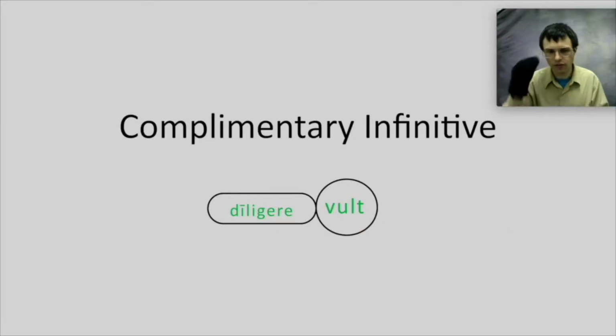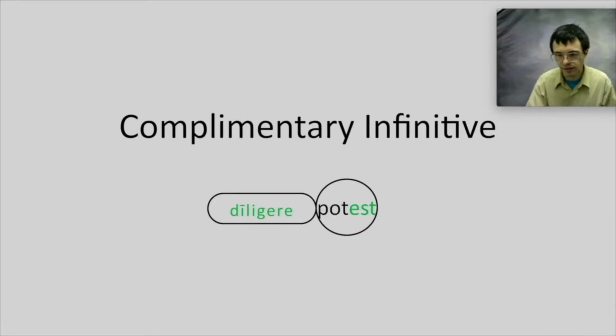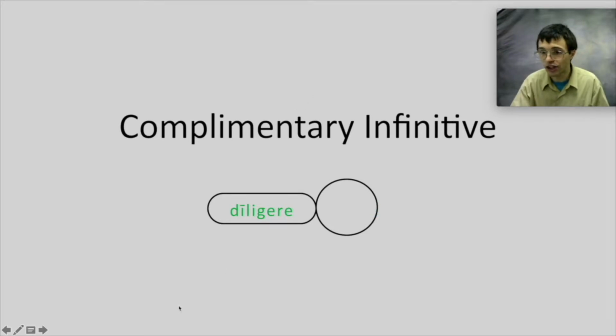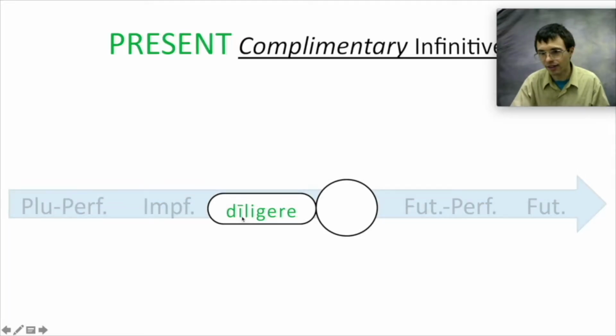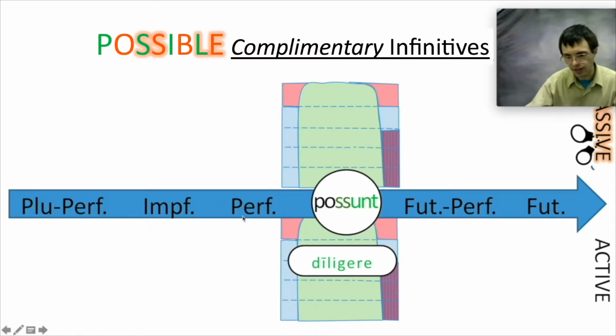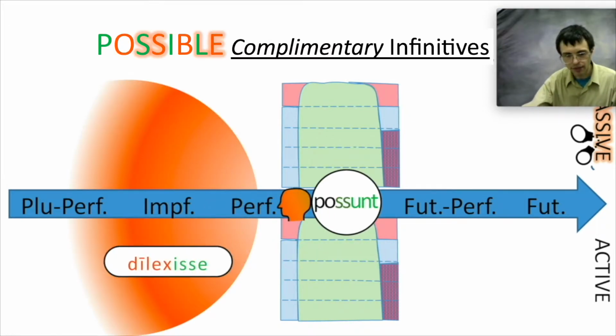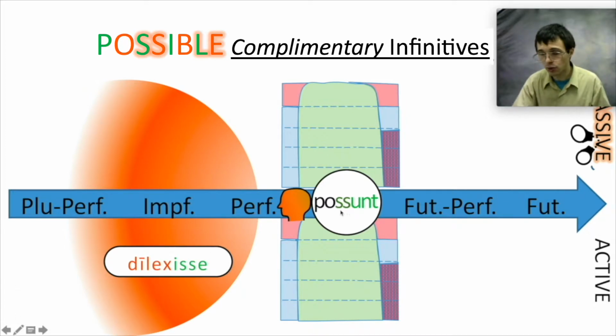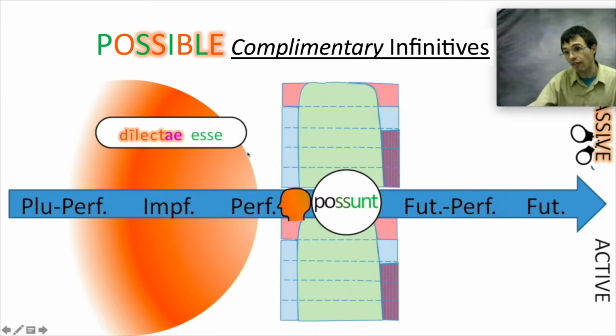Besides subjective infinitives, you also had complementary infinitives. Remember, volo, nolo, and possum. Guess what we're going to change here? Yep, that infinitive can now be altered. Not just deligere, but delexisse. They are able to have delighted in or chosen. They are able to have been delighted in or been chosen.